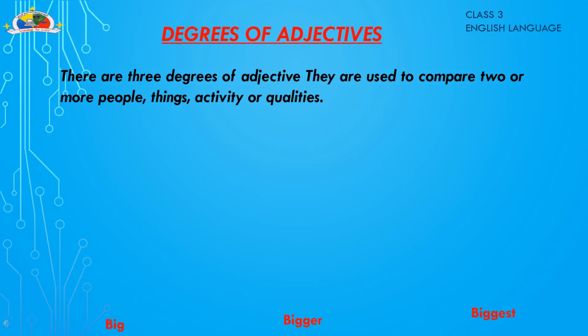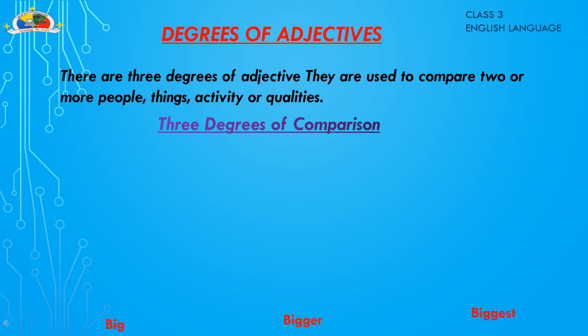Now, kids, let us learn the degrees of adjectives. There are three degrees of comparison in adjectives. They are used to compare two or more people, things, activity, or qualities. The three degrees of comparison are the positive degree, the comparative degree, and the superlative degree.